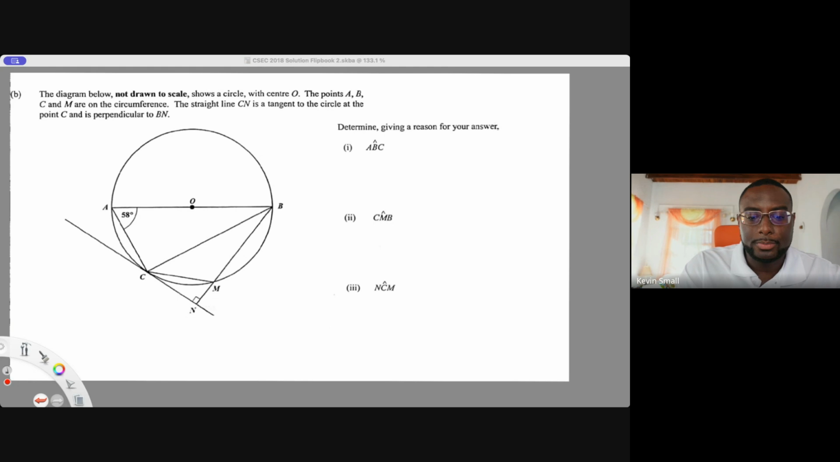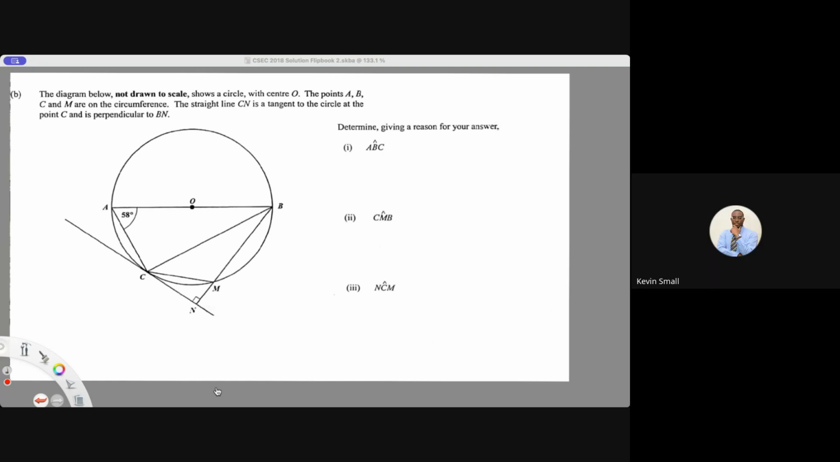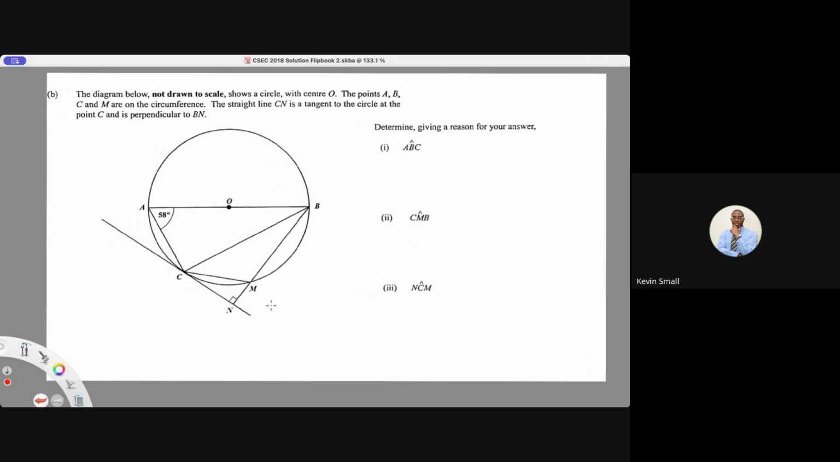All right, so let's do this circle theorem question. Let me see if you all can handle it. For those that know circle theorem, this should not be a difficult question. Feel free to put your answers in the chat below.